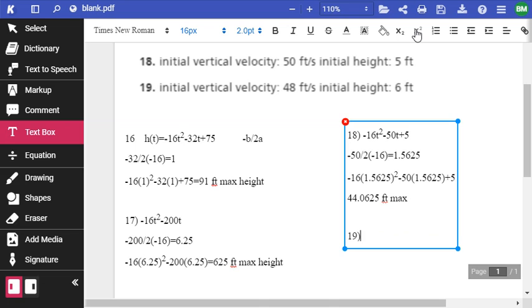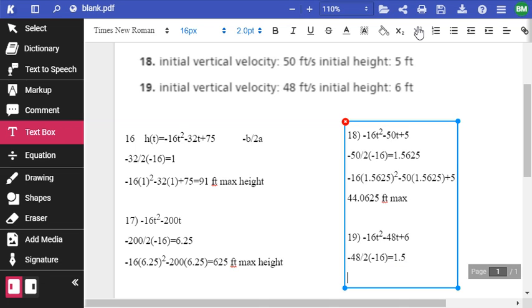19, let's do this last one. Okay, set up our equation. We've got negative 16t squared minus 48t plus 6. Then we're going to do that negative b over 2a. So we're going to go negative 48 divided by 2 times a, which in this case is negative 16. And we are going to get 1.5.